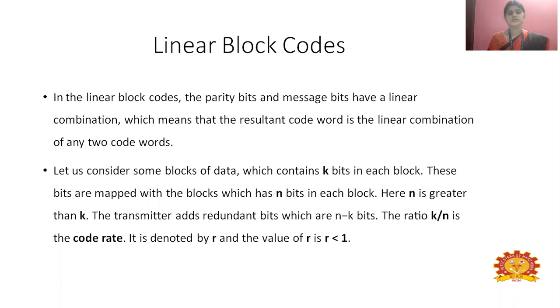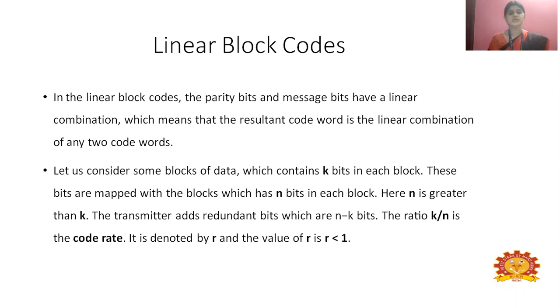So consider some blocks of data which contain k bits in each block. That is, the number of bits present in the message is k. These bits are mapped to blocks which have n bits in each block. That is, block codes consist of the message bits followed by the check bits. These check bits play an important role in correcting and detecting the errors. So n represents the number of bits present in the encoded output, and n is greater than k. k refers to the number of bits present in the message.